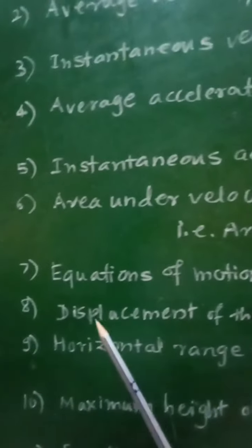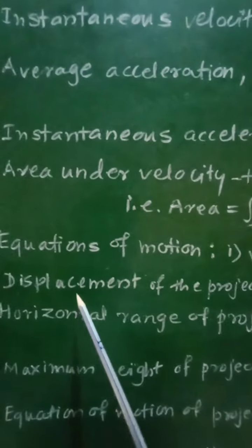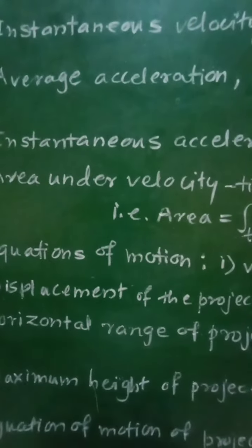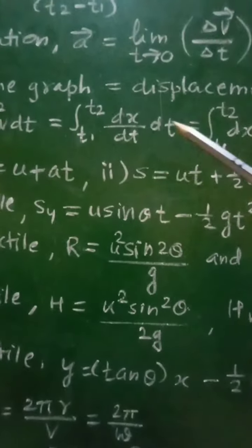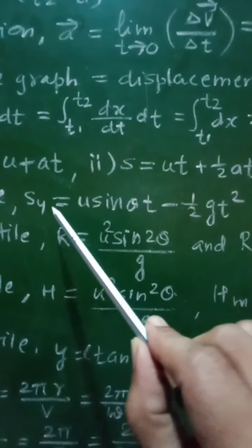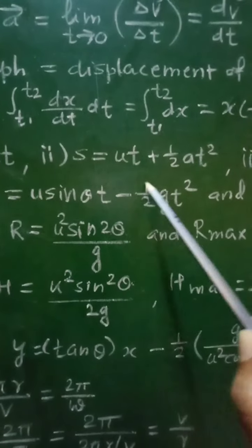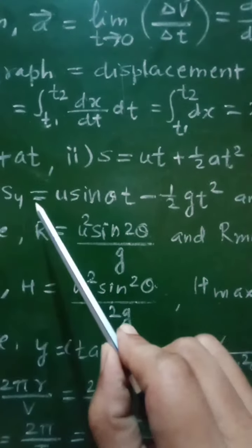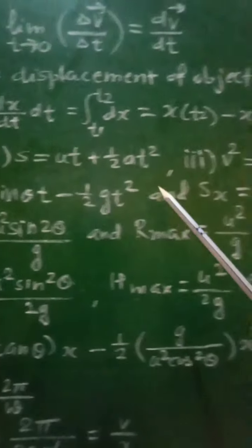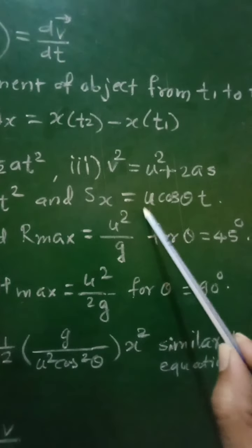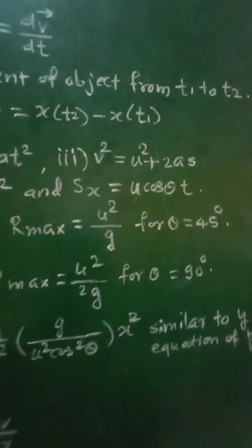Then eighth formula gives displacement of the projectile along horizontal as well as vertical directions, and therefore the displacement of projectile along vertical direction, that is along y-axis, is sy is equal to u sin theta t minus half gt square, and along x-axis sx equal to u cos theta t.